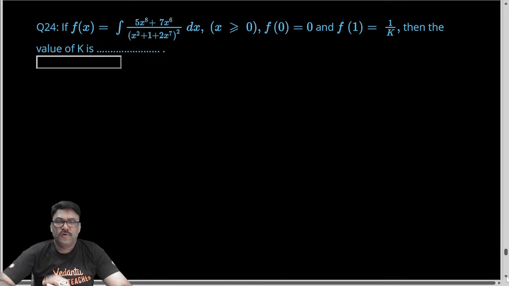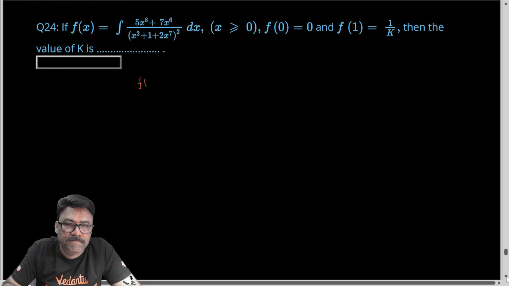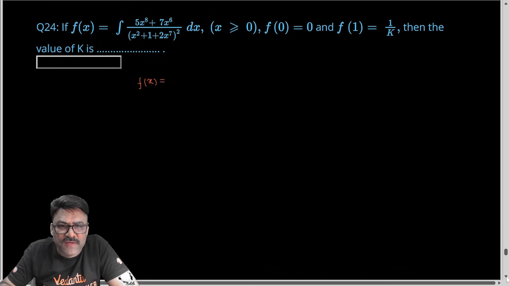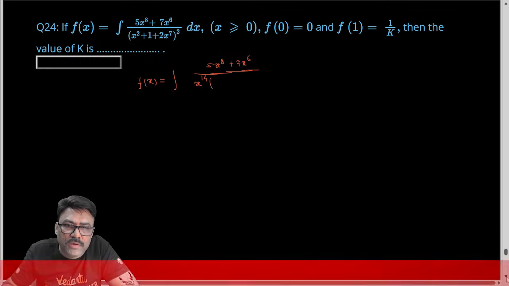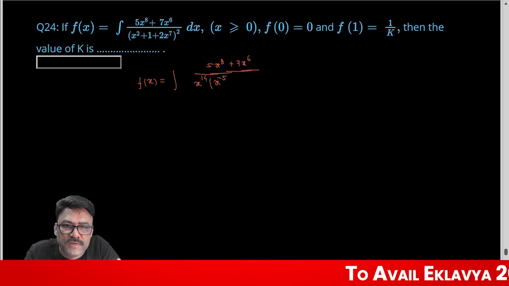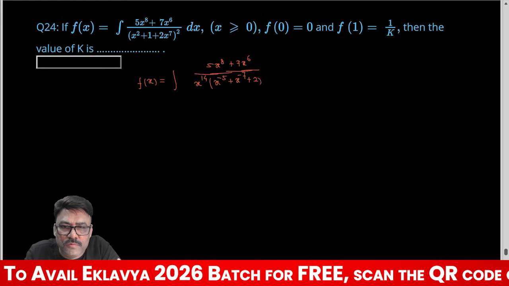Let's see this question. This is from indefinite integration. So you are given an integration f(x) here. If I take x raised to 7 common from the denominator, I will get 5x raised to 8 plus 7x raised to 6 in the numerator, and x raised to 7 taken common gives x raised to 14 here. And here I will get x raised to minus 5, then x raised to minus 7 plus 2 whole square, dx.